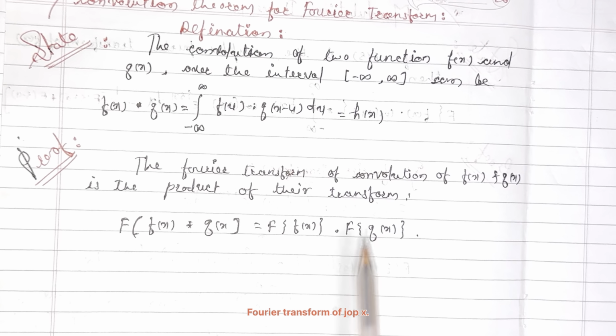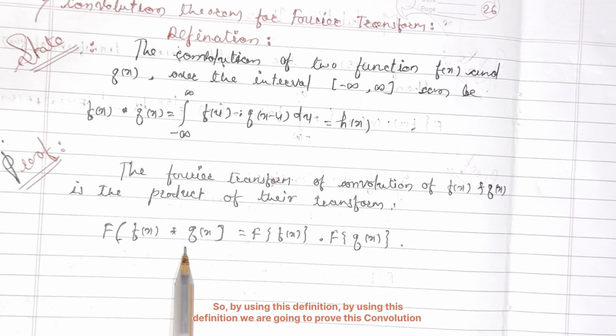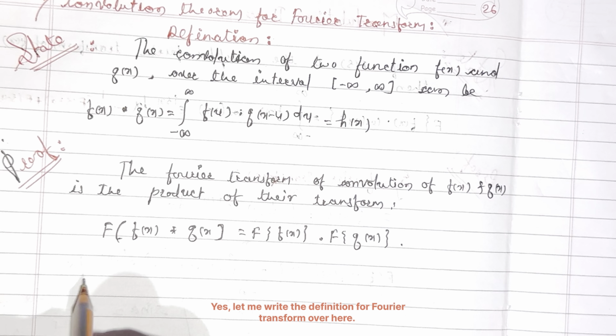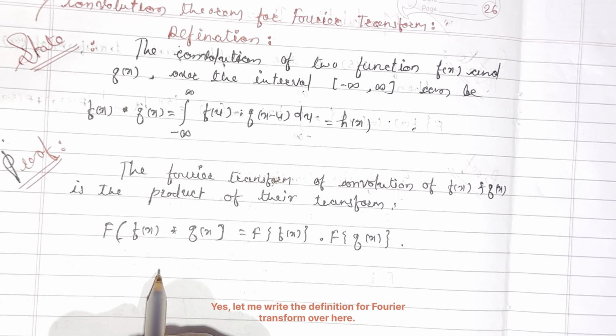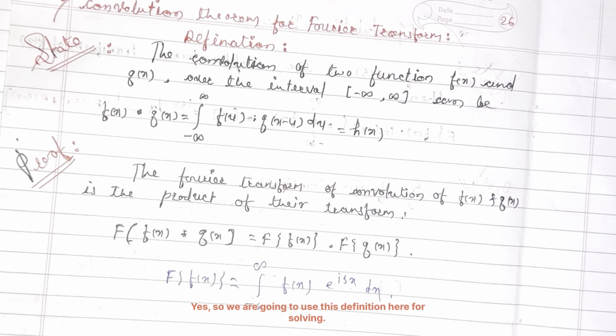So by using this definition, we are going to prove this convolution theorem. Let me write the definition for Fourier transform over here. The Fourier transform of small f of x can be written as the integral from minus infinity to plus infinity of small f of x e raised to i s x dx. This one is the definition for Fourier transform, and we are going to use it here for solving.